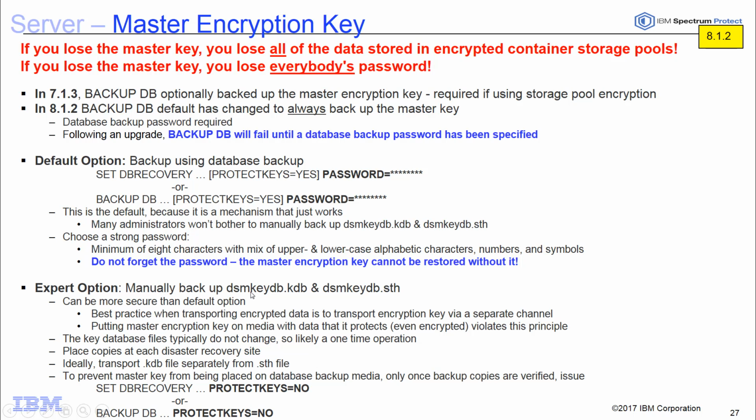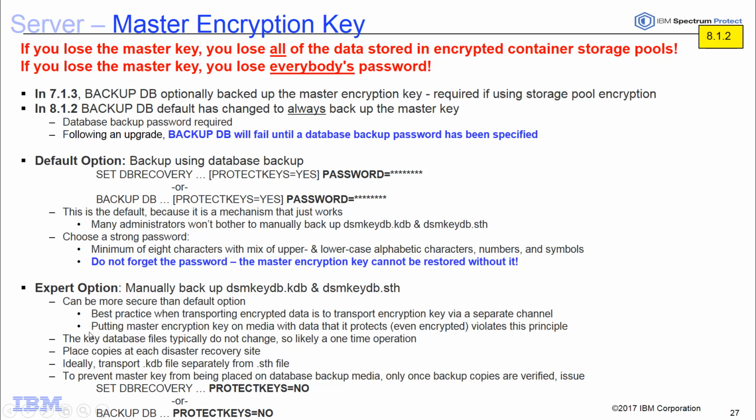If you want a little bit more expert option for this backup, then you'll want to manually back up the dsmkeydb.kdb and the dsmkeydb.sth. And this could be a little bit more secure than the default option we just talked about, because by the definition of a best practice, you would want to transport the encrypted data via a different channel than the encryption key. And so by putting the master encryption key on media with data that it protects, even if it's encrypted, that kind of violates the principle. And that's what the default option did.